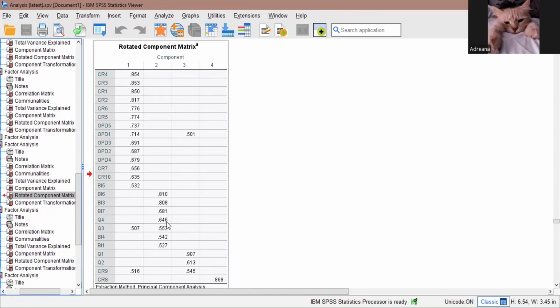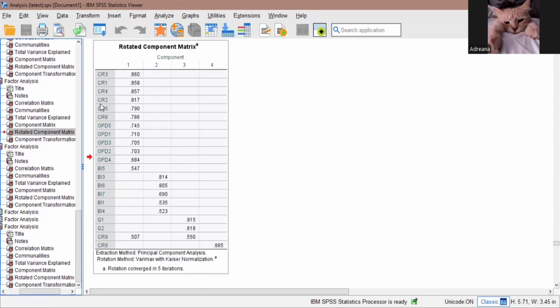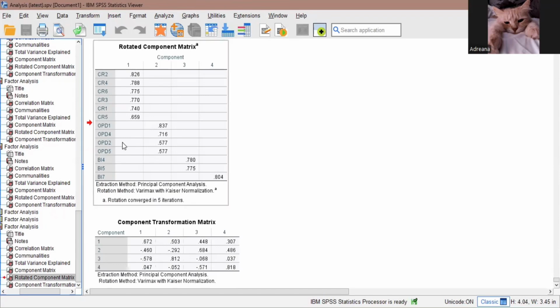And then after a few more adjustments, it becomes better and better. And then here, wow, it's prettier, but there's still a bit here and there, and we still need to do a few adjustments. And then okay, here it looks perfect, but you need to look closely because there are Q1 and Q2 in between the BI component, so they need to be deleted. Then we do the adjustment by deleting those 2 questions, and it will become a perfect one. As you can see, there are CR, and then OPD, and then the BI. So this is the one that we want.